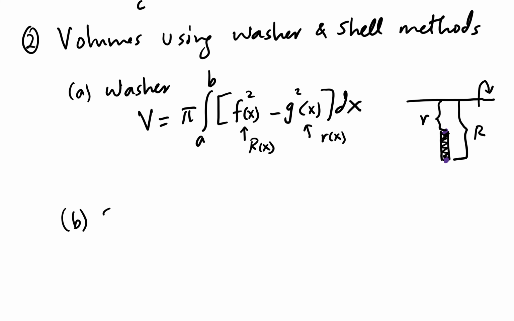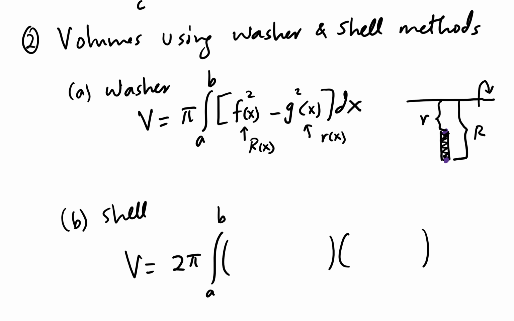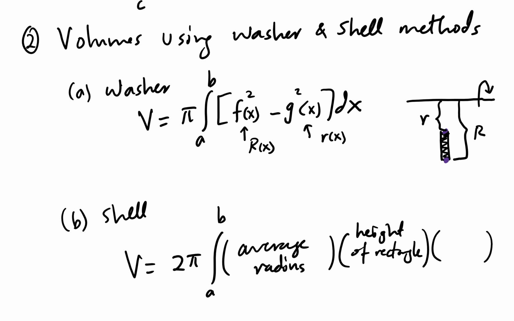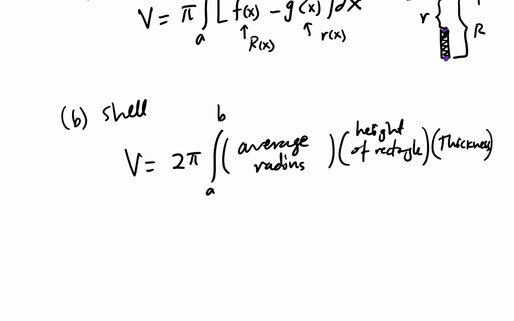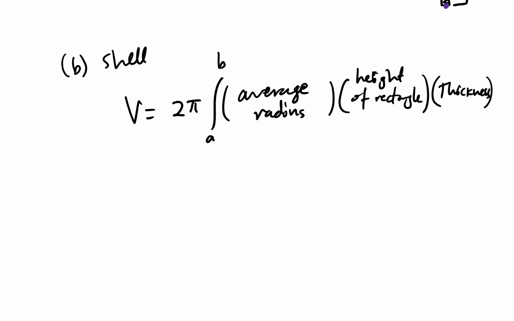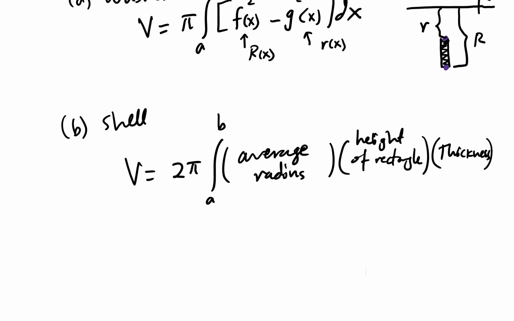For shell, the volume would be 2 pi integral from a to b, 3 things. The average radius, the height of the rectangle, and the thickness. This is just a formula. So the thickness, as you know, is going to be either dx or dy.